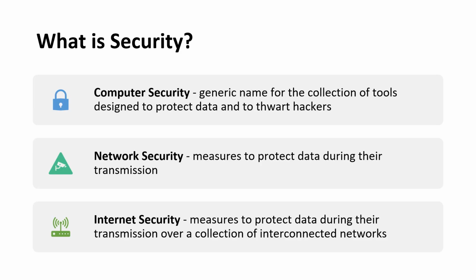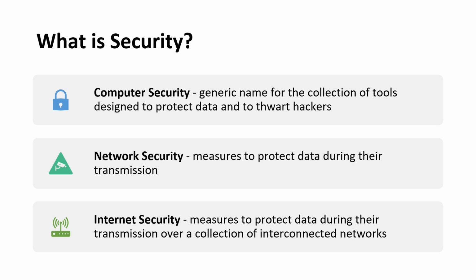So what is security? We can divide security into three categories. What are the three categories? Computer security, network security, and internet security. What is computer security? As we all know, this is a generic term we usually use to protect data from hackers. We install antivirus software to protect our computer whenever we get a new system. That is the general form of computer security.